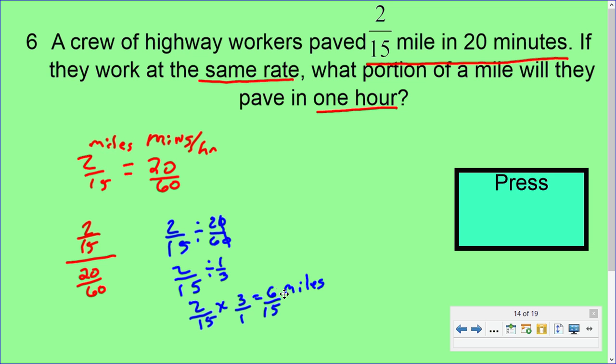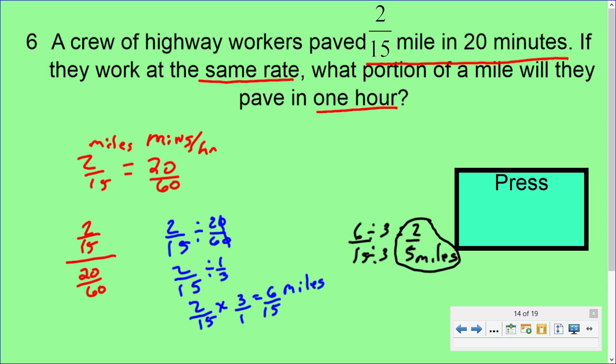And we can even reduce that by dividing by 3. So I'll divide the 6 and 15 by 3, and that'll give me 2/5 miles. Now that was one way of looking at it.